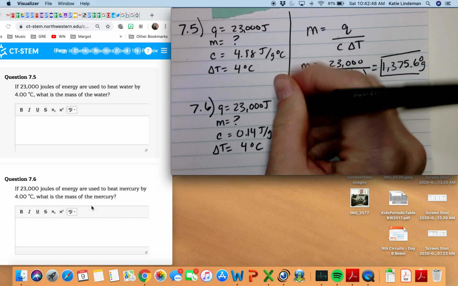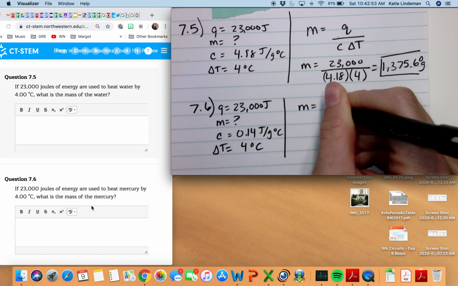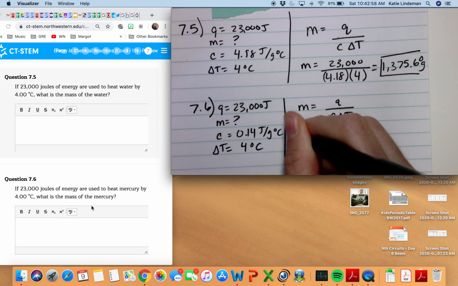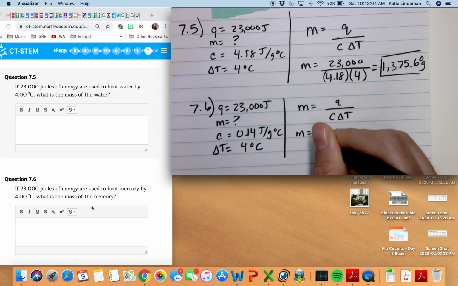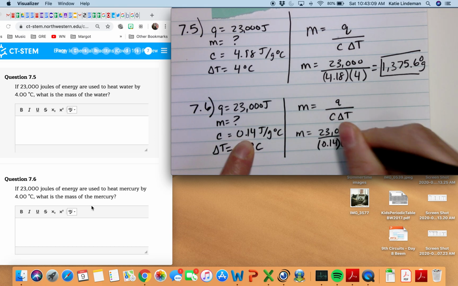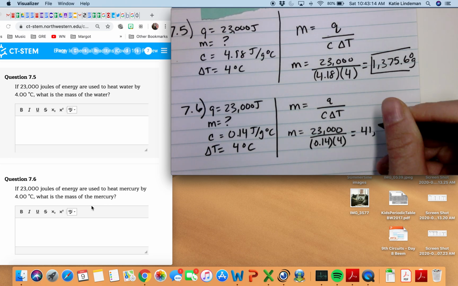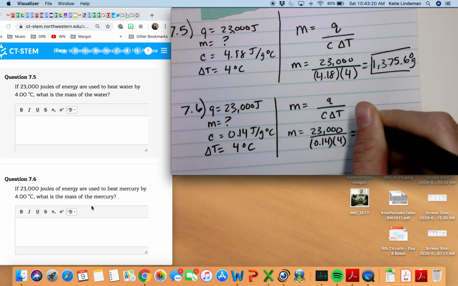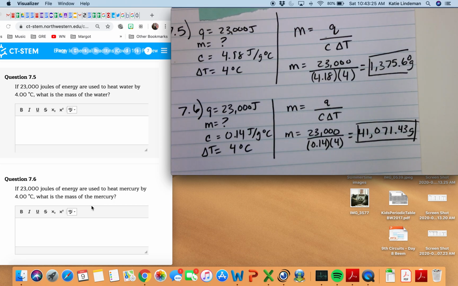So I'm going to plug this in just like before. I'm just going to draw a little line here. M is equal to Q divided by C delta T. So M is equal to 23,000 divided by, and this is the only difference again, the 0.14 times 4. And we end up getting 41,071.43 grams.